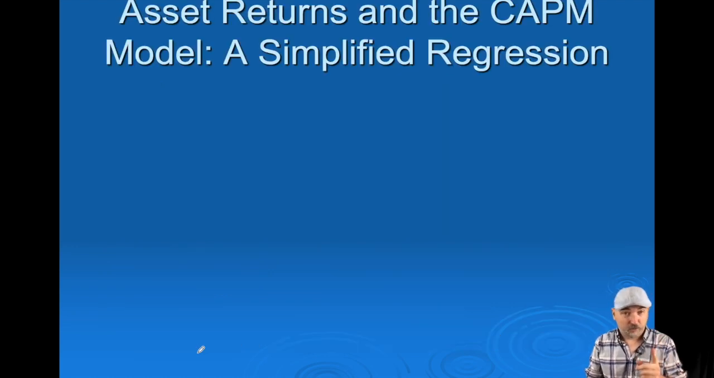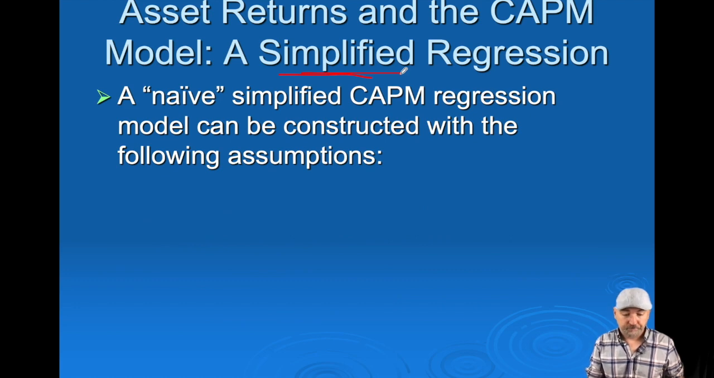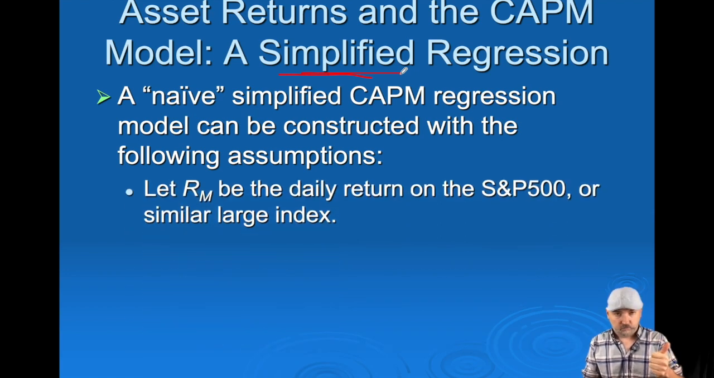Okay, now here's the fun part. Let's put this together into a very, and I can't underline this enough times, simplified regression approach. So we'll call this the naive CAPM regression model. And anytime we make a simplification, we're making assumptions to make our life easier. So the first assumption is that when we talk about the market return, we can proxy for that with an observable broad market index.